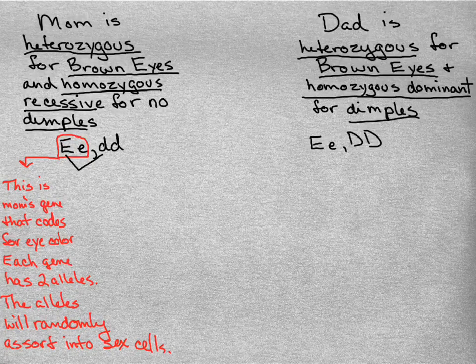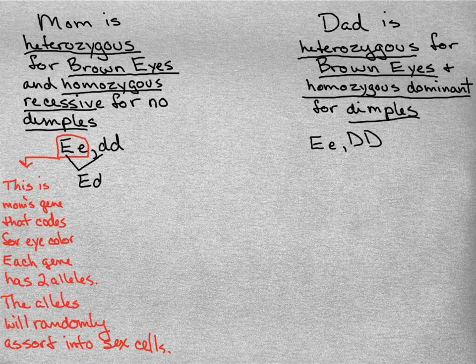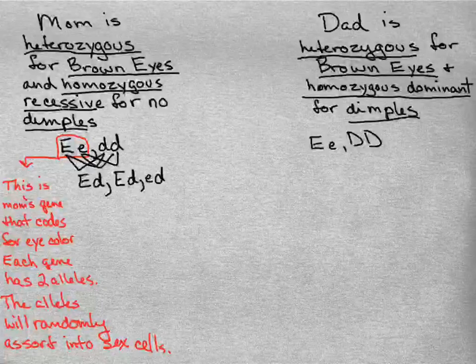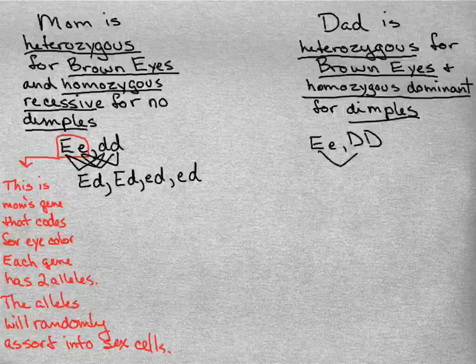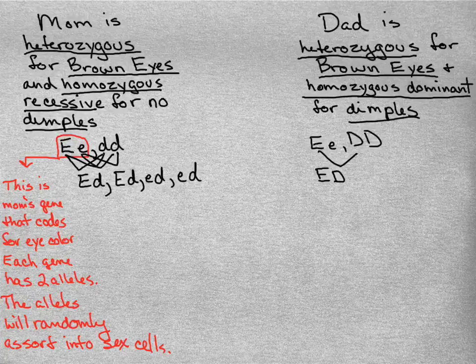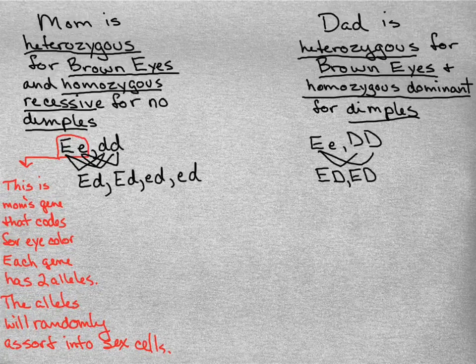Maybe this big E is going to randomly assort with this little d. But maybe this big E is going to go with that little d. Maybe this little e is going to show up with this little d, and maybe the other little e with the other little d. Who knows? It's all random. Big E with big D. Maybe it'll be little e with big D, though. This is what random assortment is all about.